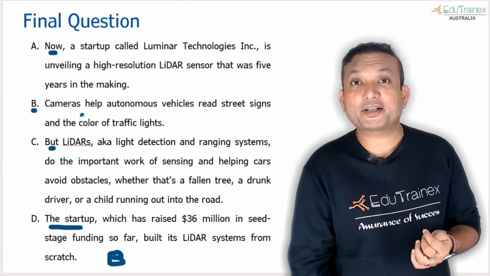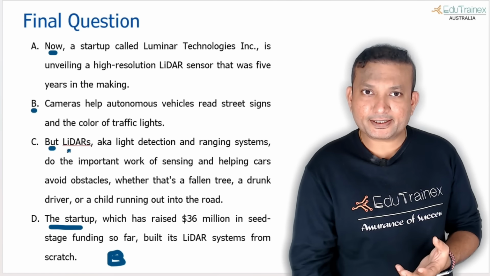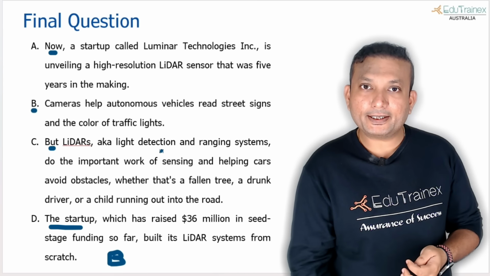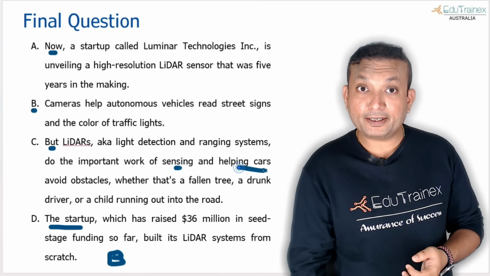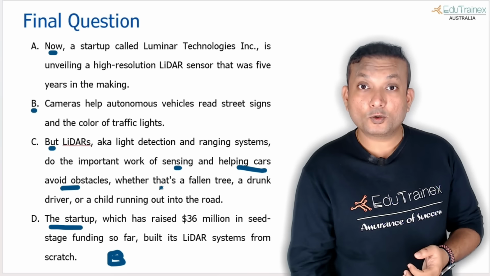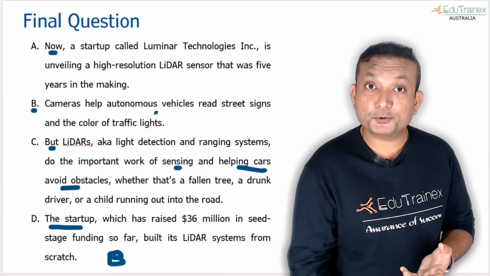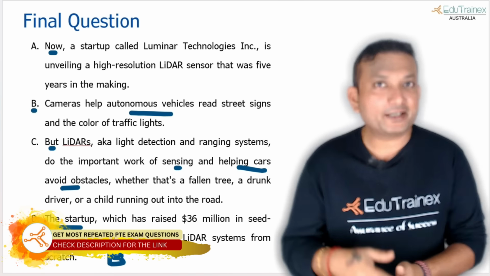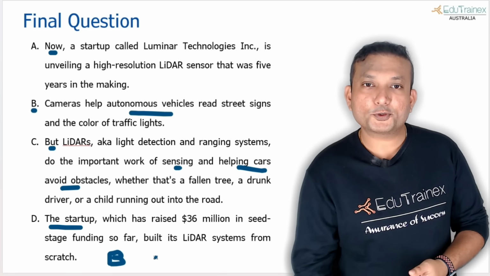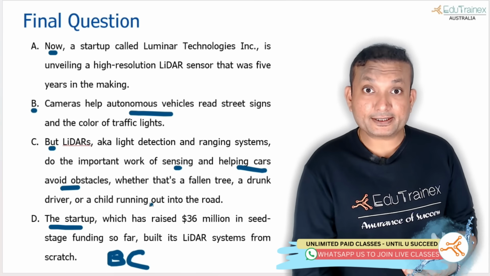So we introduced cameras. We need to add some supporting details, right? Let's examine the option C here, sentence C. But LiDARs, aka light detection and ranging systems, do the important work of sensing and helping cars avoid obstacles, whether that is a fallen tree, drunk driver, child running out on the road. So this is giving you some details about how the cameras help the autonomous vehicle, providing the supporting details. So we found the next sentence, which is C. It is adding more details.